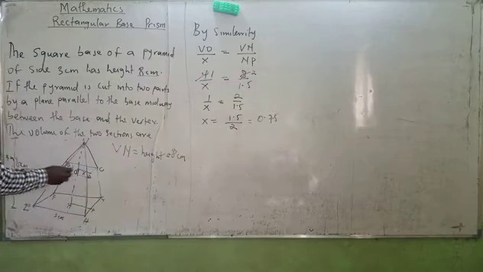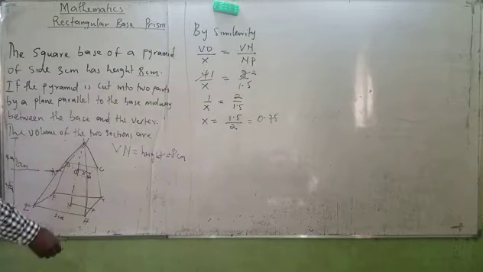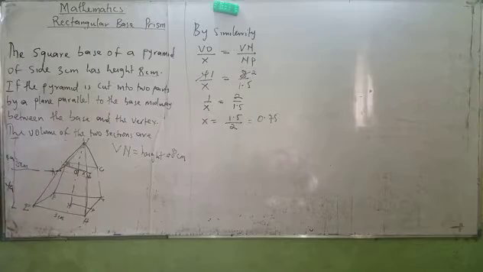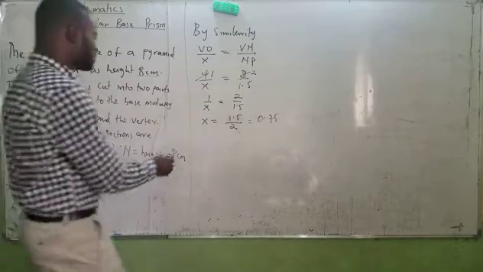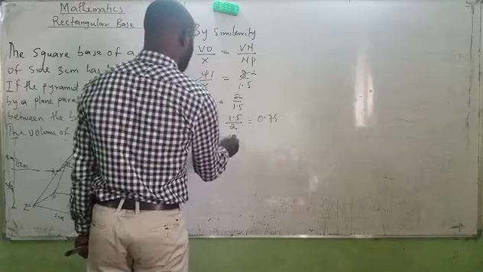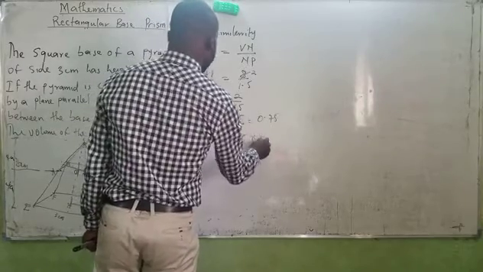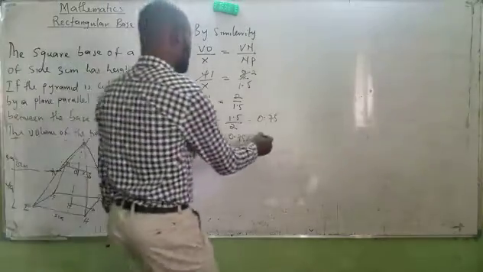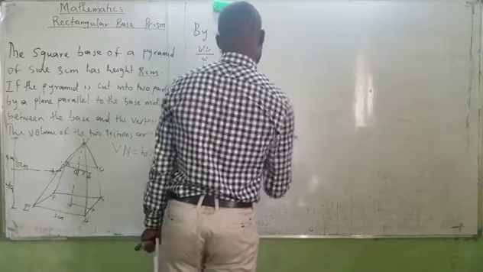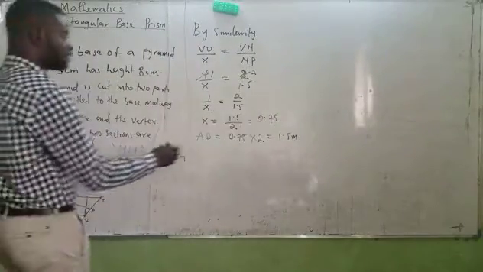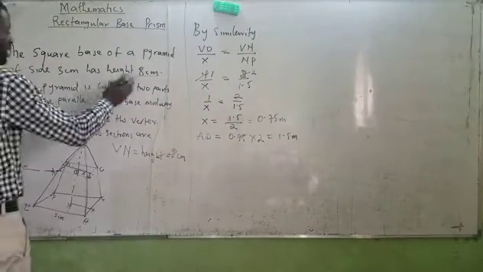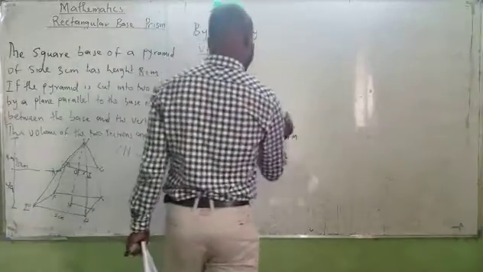Now, it means from here to here is 0.75. Now, for me to get the whole base, which is from here to here, let me call it AD. It means my AD will be equals to 0.75 multiplied by 2. It means double of it. It means it will be 1.5 meter. Okay, let me use centimeter.